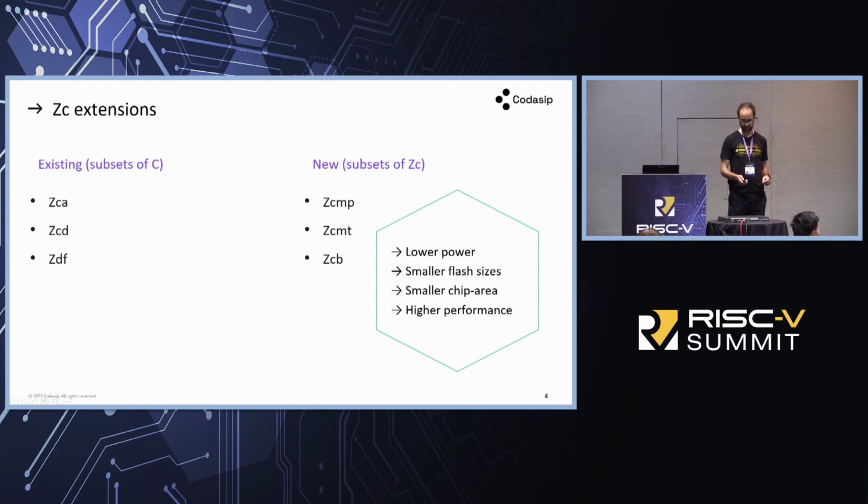And then we created 3 new extensions. So there's, the top one is push pop, the second one is table jump, and the last one is Zcb. I'll go over what's in that in a second.